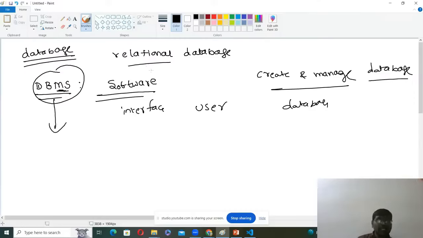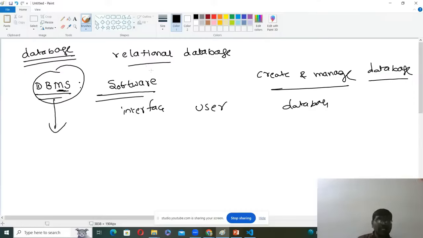Now, this is software. What are the softwares? Oracle is software, MySQL is software, SQL Server is software. I think you got it. PostgreSQL is software, RDS is software. All these are different softwares. Clear? And what is the difference between SQL and NoSQL?